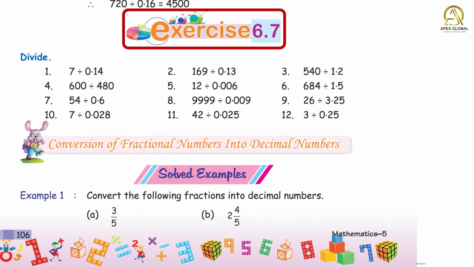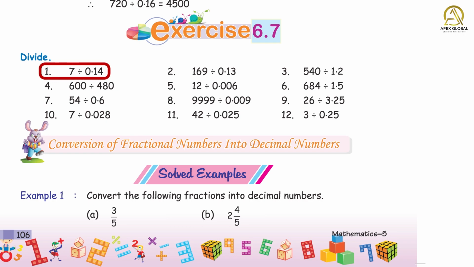Exercise 6.7. Divide: 1. 7 divided by 0.14. 2. 169 divided by 0.13. 3. 540 divided by 1.2. 4. 600 divided by 480. 5. 12 divided by 0.006. 6. 684 divided by 1.5. 7. 54 divided by 0.6. 8. 999 divided by 0.009. 9. 26 divided by 3.25. 10. 7 divided by 0.028. 11. 42 divided by 0.025. 12. 3 divided by 0.25.